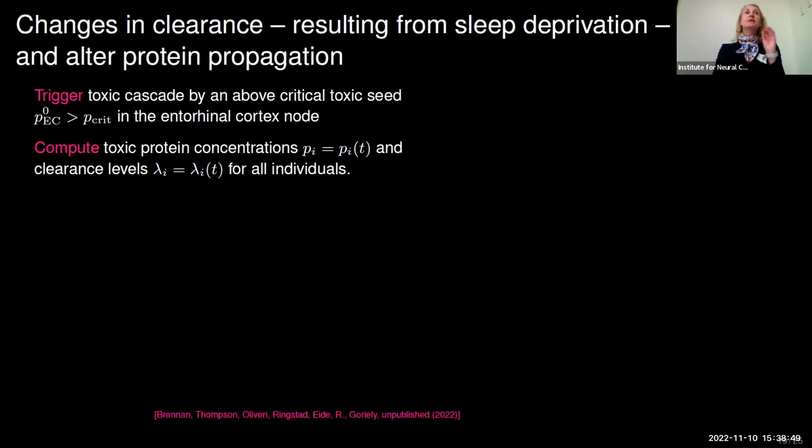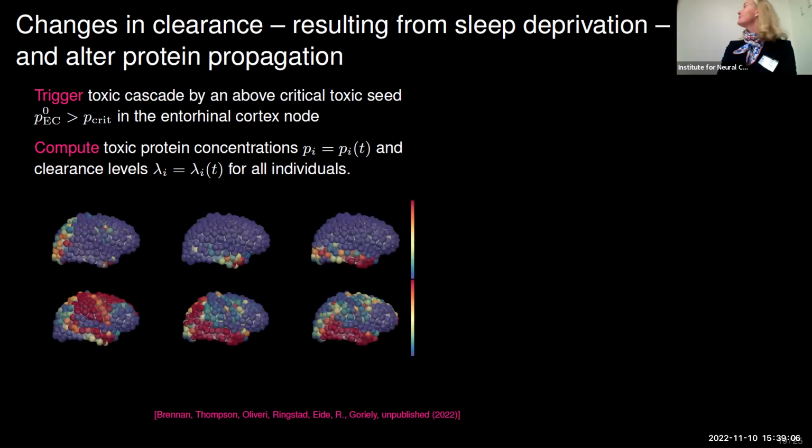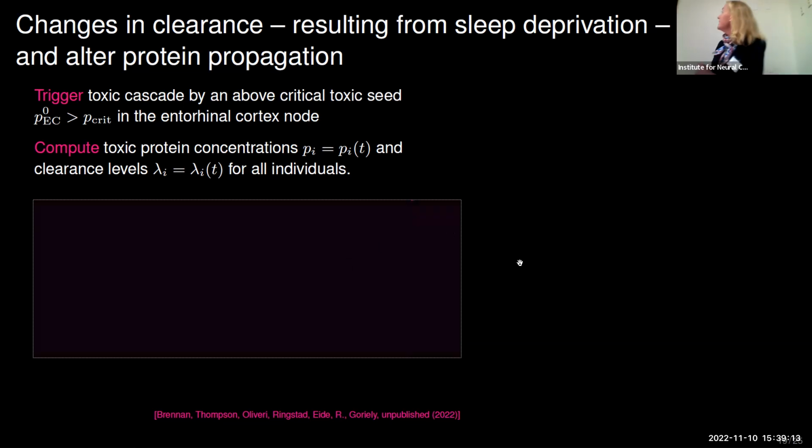So in these experiments, we trigger the protein avalanche or cascade by placing a load of toxic protein in the entorhinal cortex node. And then we observe how the concentrations P and clearance levels spread. And so what you're seeing here are 3 sample brains. The top 3 are from our reference cohort, and the bottom 3 are from our now chronically sleep-deprived cohort.